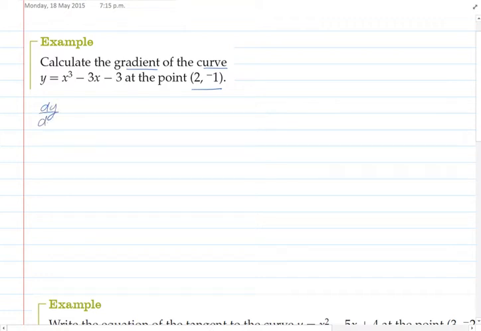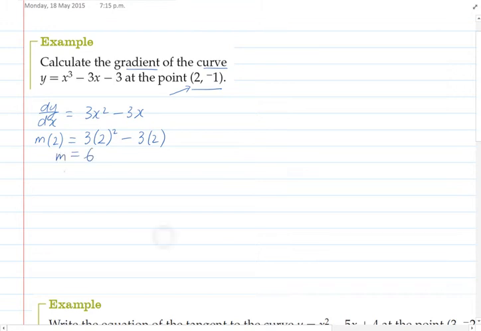So let's start by differentiating this function, and we'll get 3x squared minus 3x. And if we want to find the gradient at a point, we have to substitute this value for x in. So I'm going to write m for gradient, and I'm going to write 2 in brackets to show that I'm substituting in 2, and that's going to be 3 times 2 squared minus 3 times 2. So that's 12 minus 6, which is 6. So the gradient at that point is 6.